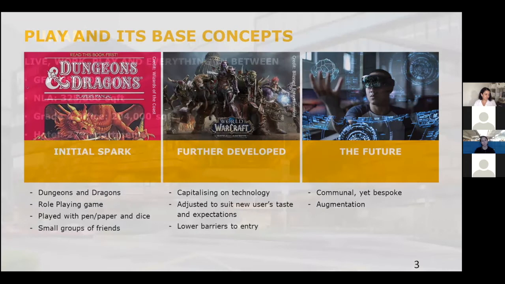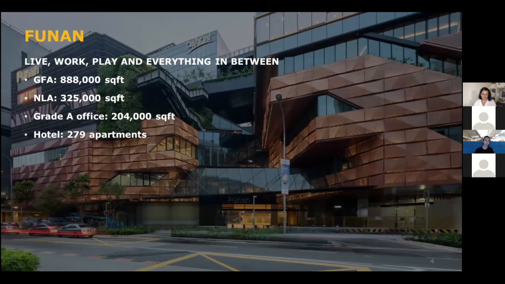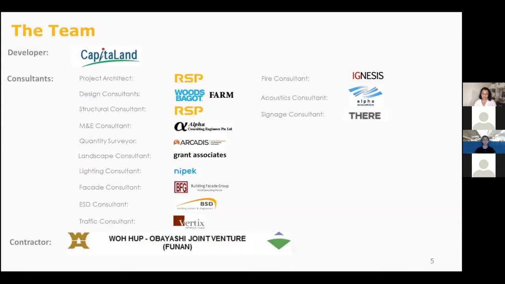So just a brief introduction on Funan. Funan is a space that we call the live, work, and play, and everywhere in between. It has a GFA of 888,000 square feet and NLA of 325 square feet. So NLA is net leasable area. Part of the strata is grade A offices, as well as a hotel with 279 apartments facing the Hill Street side. The team was huge.